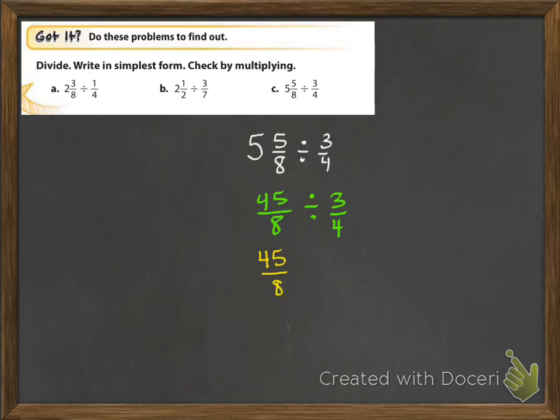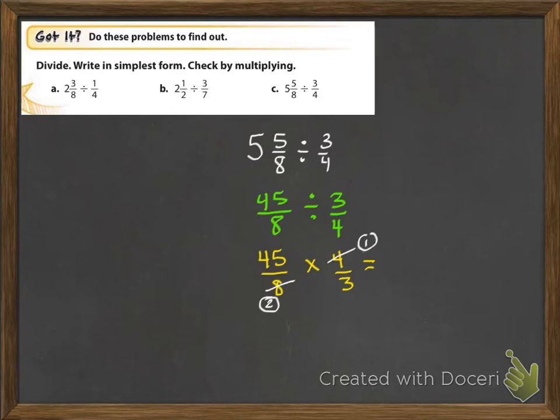So now we have 45/8 times 4/3. So now we do have some cross simplifying we can do. Right away we can see that 4 and 8, we can divide 4 out of both of those. So that should be pretty easy. 4 divided by 4 is 1, and 8 divided by 4 is 2.